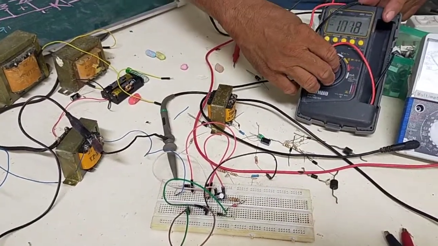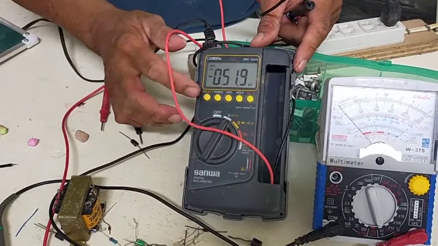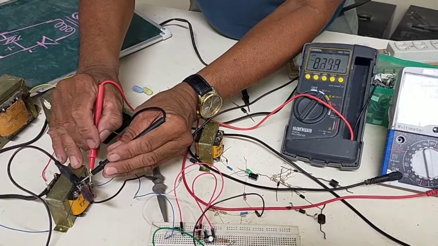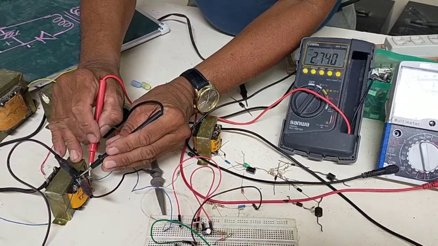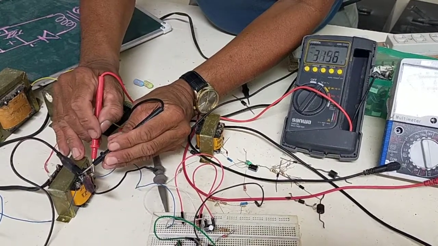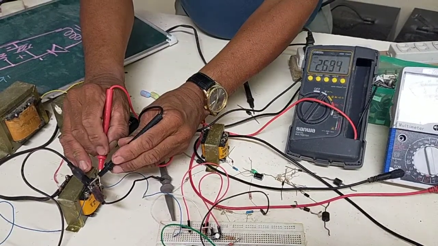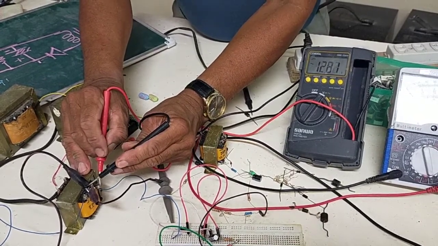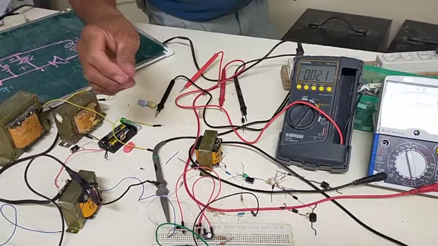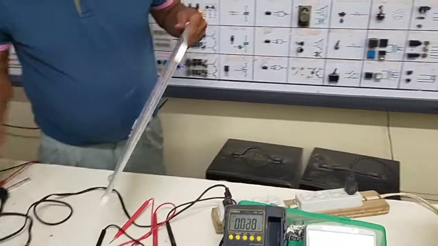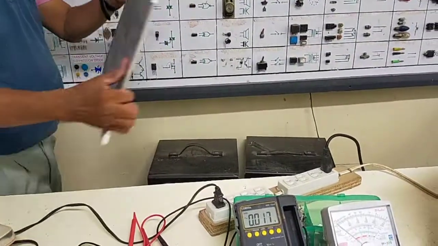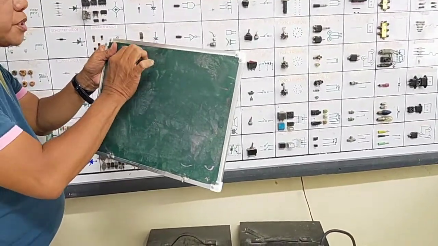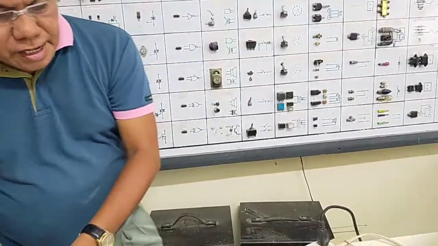Okay, let us measure the voltage across the secondary. The secondary voltage of the transformer, AC, is 12.8 volts AC, 12.8 volts. Again, let us measure it again.